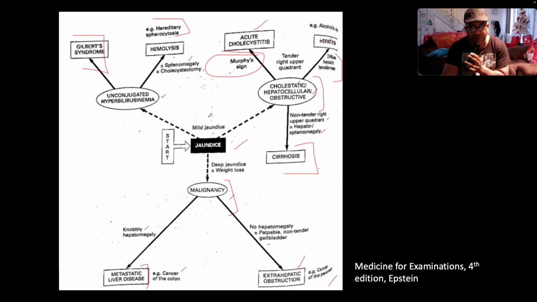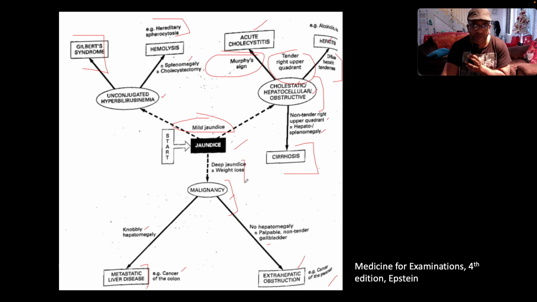So once again, guys, quick summary. If you've got a patient with jaundice who has mild jaundice, you're thinking, is it unconjugated hyperbilirubinemia, or is it a cholestatic, hepatocellular, obstructive picture? If it's unconjugated, you're thinking hemolysis or Gilbert's syndrome. If it's cholestatic, hepatocellular, obstructive, you're thinking if it's a tender right upper quadrant, is it cholecystitis or hepatitis? If it's not, then it's cirrhosis with stigmata of chronic liver disease and portal hypertension with a small shrunken liver.